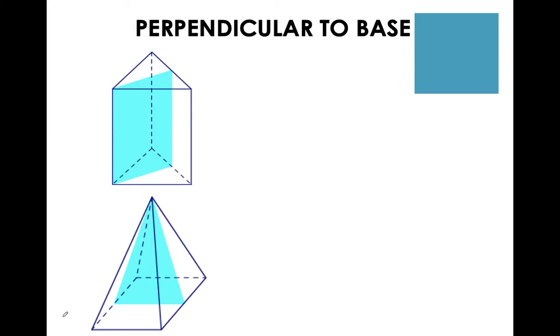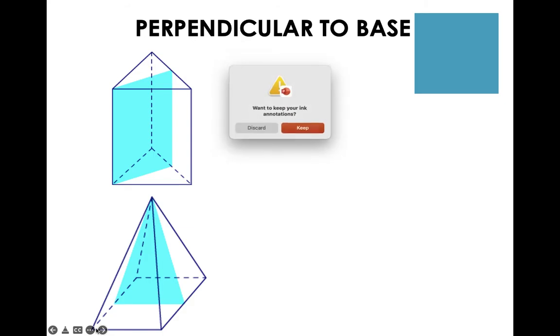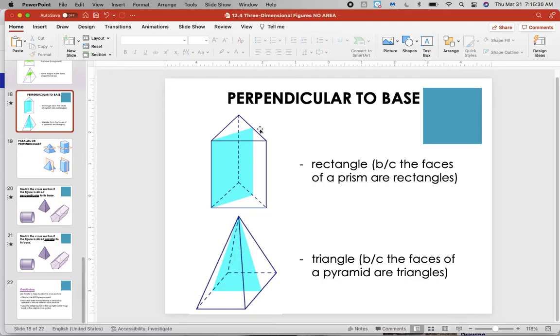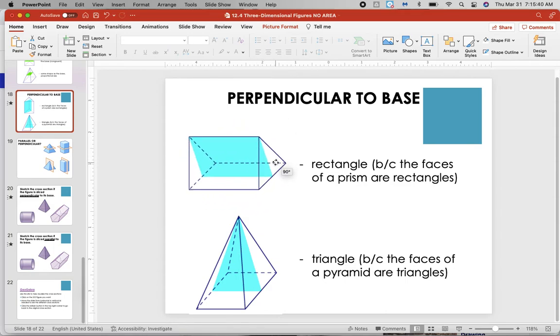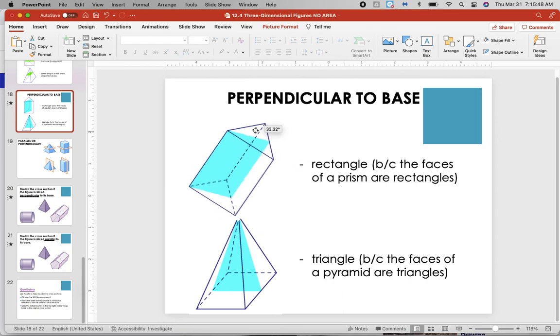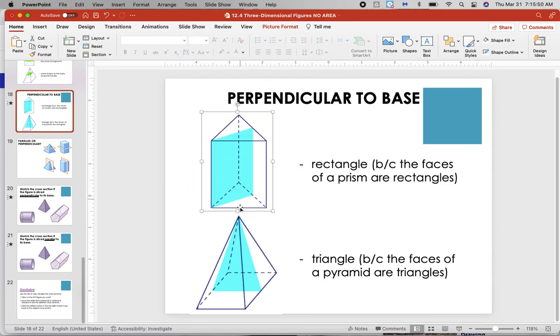If I slice my figures perpendicular to the base, that is going to cut through the base. So again, like I said in the previous one, we have to be careful because the base is not always just the top and the bottom. We have to make sure we're paying attention to how the figure is sitting, whether or not it's sitting on its base. So if it's sitting on its base, then perpendicular to the base is going to be straight up and down.